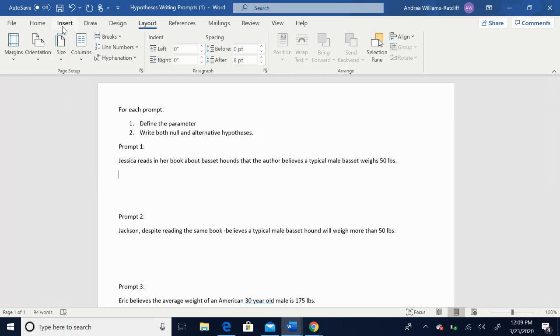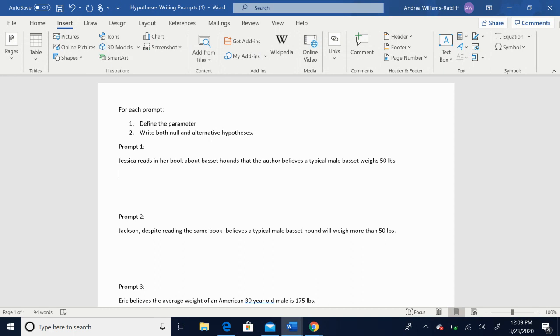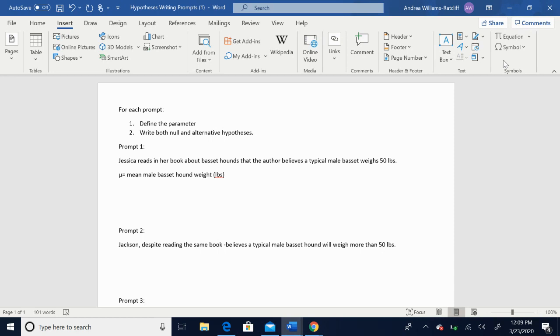Many people have asked where they can find mu on a computer. If you go to symbols, mu is a symbol, the Greek letter mu. So we're going to say mu equals, and then we're going to define this in words: mean male basset hound weight. We might even put pounds on there so that we know what unit we're measuring in. So that's our parameter. In other words, we're telling our reader what it is we're trying to draw a conclusion about.